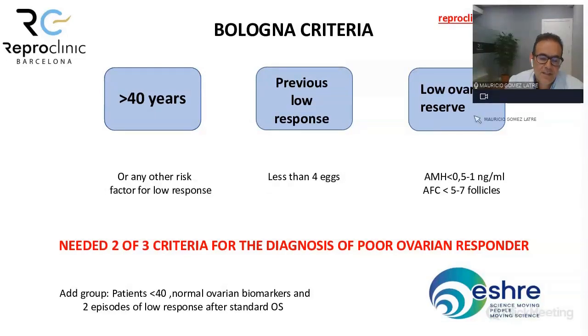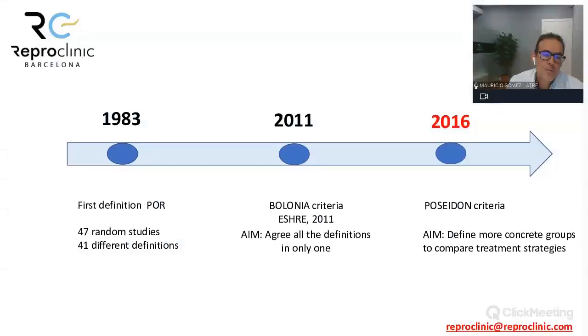However, in general terms, 2 cycles with 3 oocytes or fewer after maximal stimulation are enough to classify a patient as a poor ovarian responder, even in the absence of the other 2 criteria. Despite the success of the Bologna definition, some criticisms arose, as the population of patients embraced by this definition was too heterogeneous in regards to women's age, oocyte competence, and risk factors.